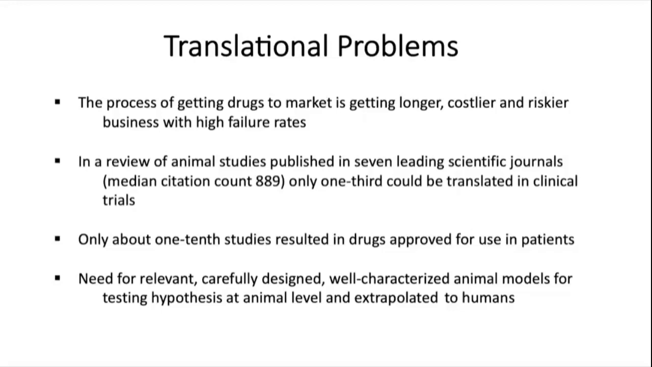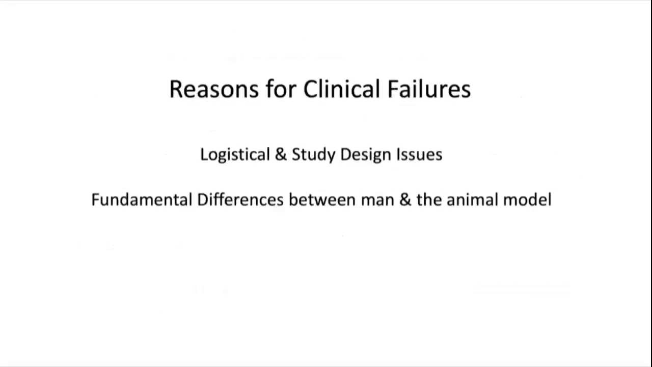So it seems there's a need for a relevant, carefully designed, well-characterized animal model, which will have a good predictive value from lab to the clinical science. You can broadly divide the reasons for these failures into those related to logical design issues and fundamental differences between man and animal, what we call the species difference.